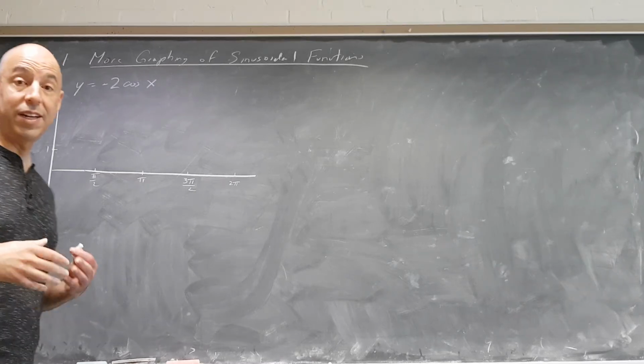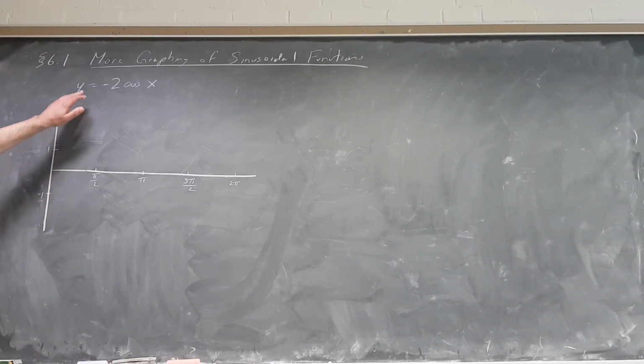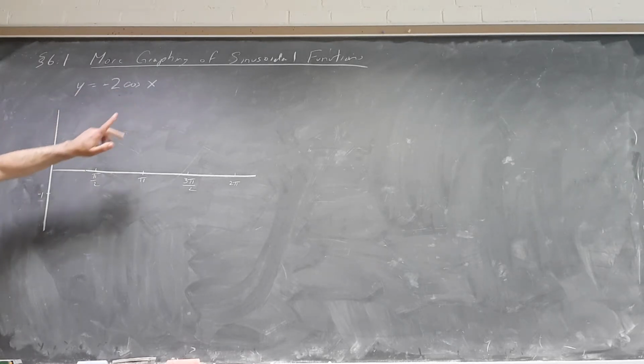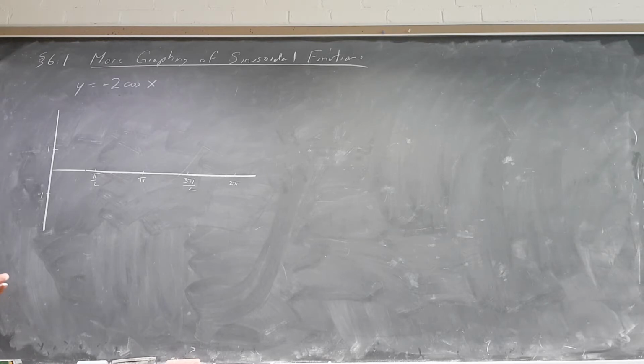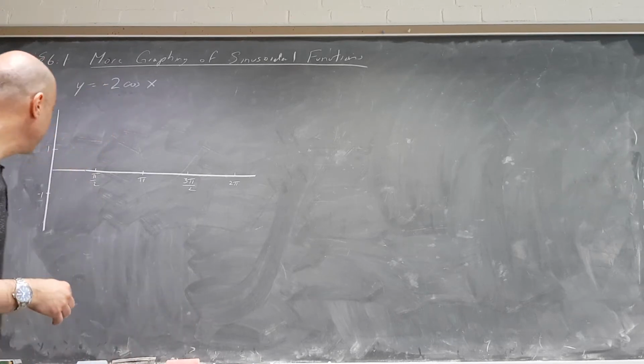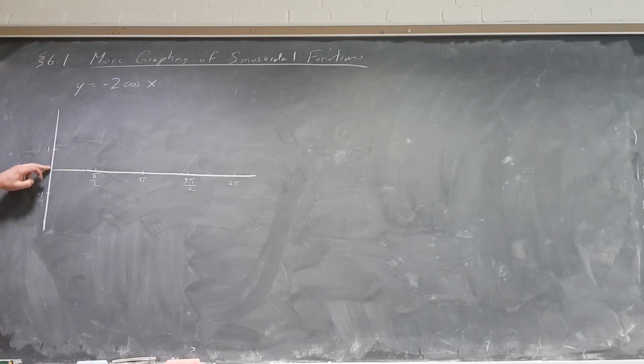So I want to do yet another graphing problem here. I want to graph y equals minus 2 cos x. We're going to start off again with a curve that we know well, the cosine curve. The cosine curve is another sinusoidal curve. It's shaped like a sine curve, but instead of starting in the middle, the cosine curve starts at the top.